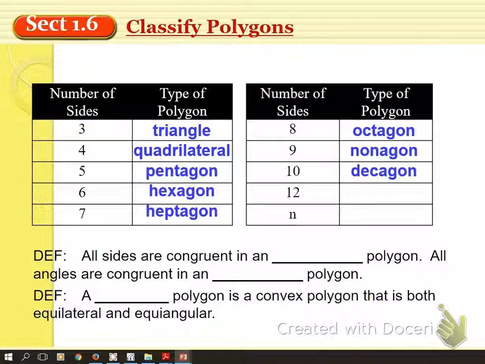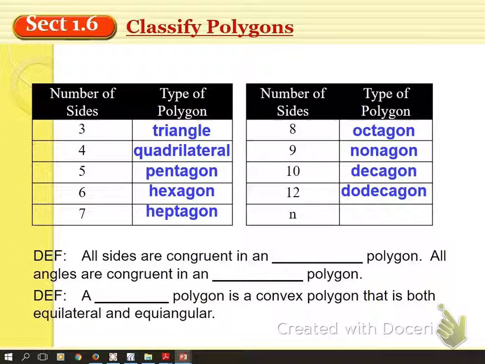12 sides, this is the one that very few people remember. 12 sides is a dodecagon. And once we get outside of that number of sides, we kind of stop coming up with fancy names for them. So if it has more than 12 sides, and you notice we skip 11, there's not really a fancy name for an 11-sided polygon.